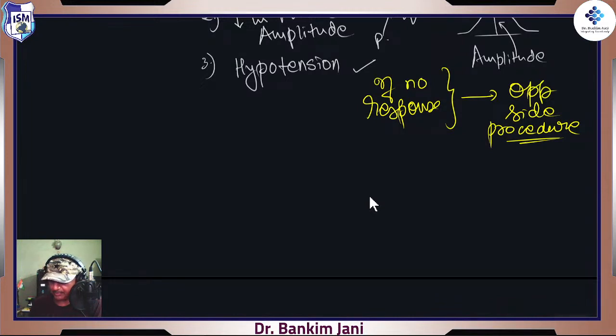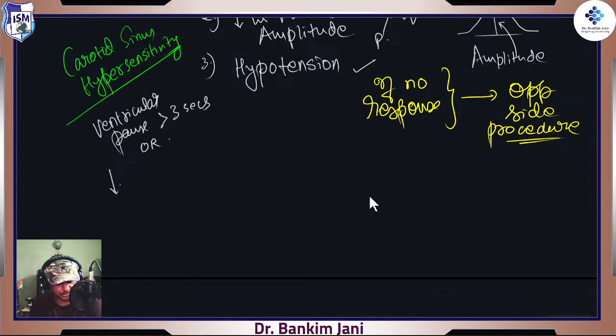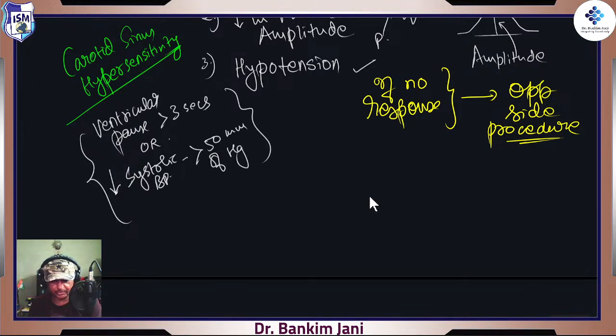Now, there is something which you must know, which is called carotid sinus hypersensitivity. That's the reason that this procedure should be done by a doctor only. Because you should know about carotid sinus hypersensitivity. It's like when you are watching the ECG, right? And if there is a ventricular pause, the P wave is because of that atrial stimulation, right? If there is a ventricular pause of more than 3 seconds, or still more important, if there is a drastic systolic drop, right? Systolic blood pressure drastically drops by more than 50 mm of mercury. This is then carotid sinus hypersensitivity, right?